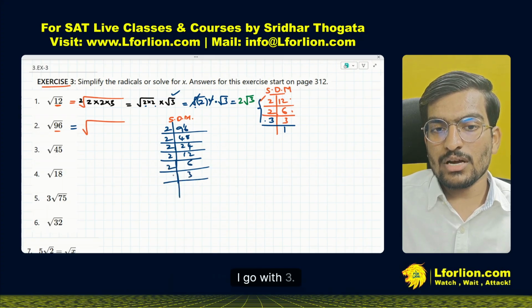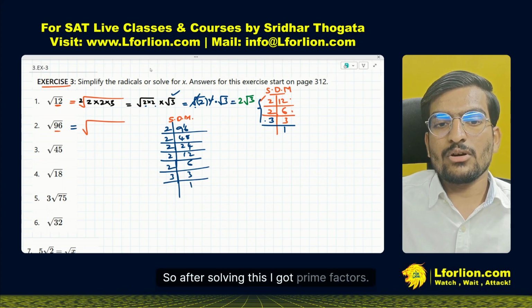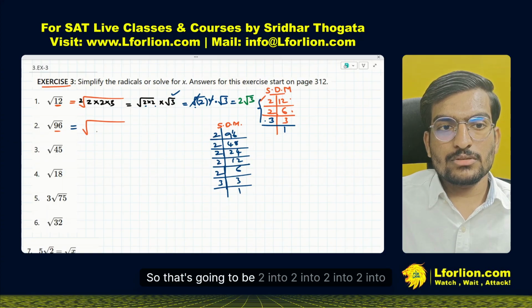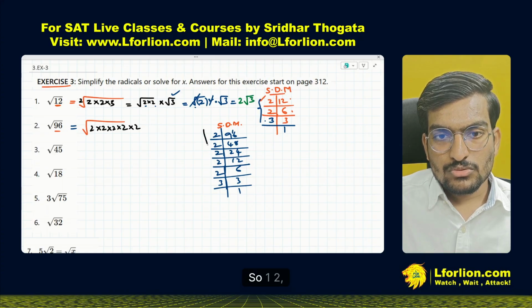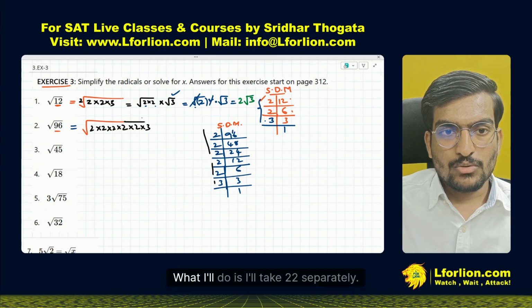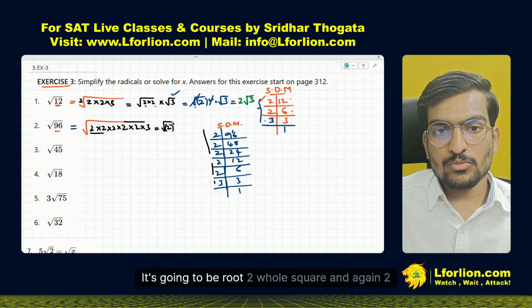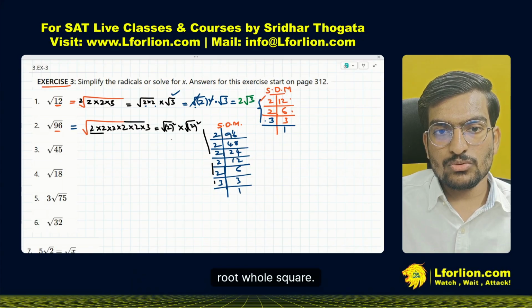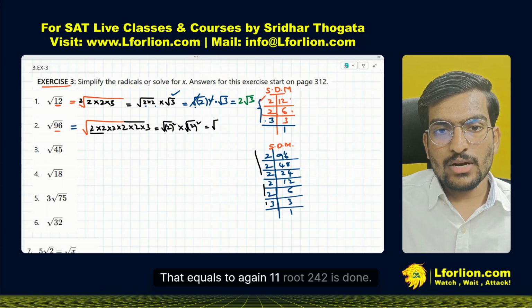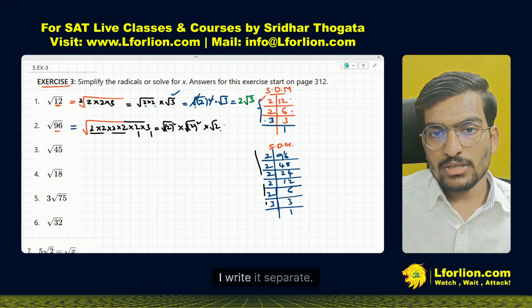Now it doesn't work, so I go with 3, the next least prime number. After solving this, I got the prime factors. That's going to be 2 into 2 into 2 into 2 into 2 into 3. So total 5 twos and 1 three. What I'll do is take 2 twos separately, it's going to be root 2 whole square, and again root 2 whole square. That equals again 2 root 2, 4 twos done, fifth root 2, and then root 3 I write separately.